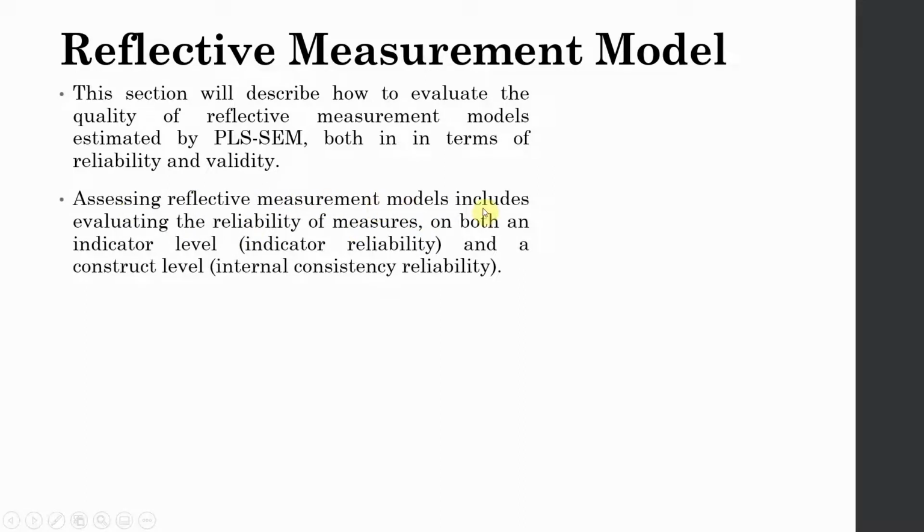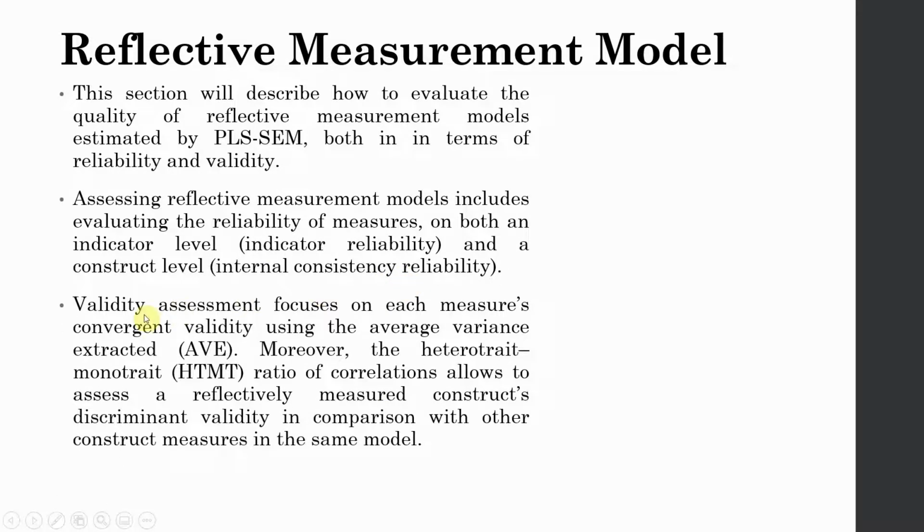Now, assessing reflective measurement models includes evaluating reliability, both at indicator level and at construct level. At indicator level, it's called indicator reliability, and at the construct level, it's called internal consistency reliability. Now, validity assessment focuses on each measure's convergent validity that is established using average variance extracted. Moreover, the heterotrait-monotrait ratio of correlations allows us to assess a reflectively measured construct's discriminant validity. So we are going to use HTMT for discriminant validity and AVE for convergent validity.